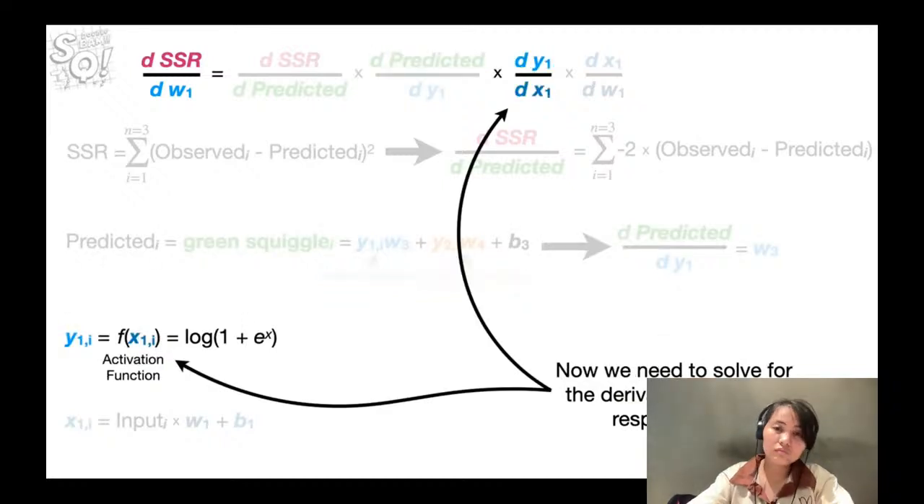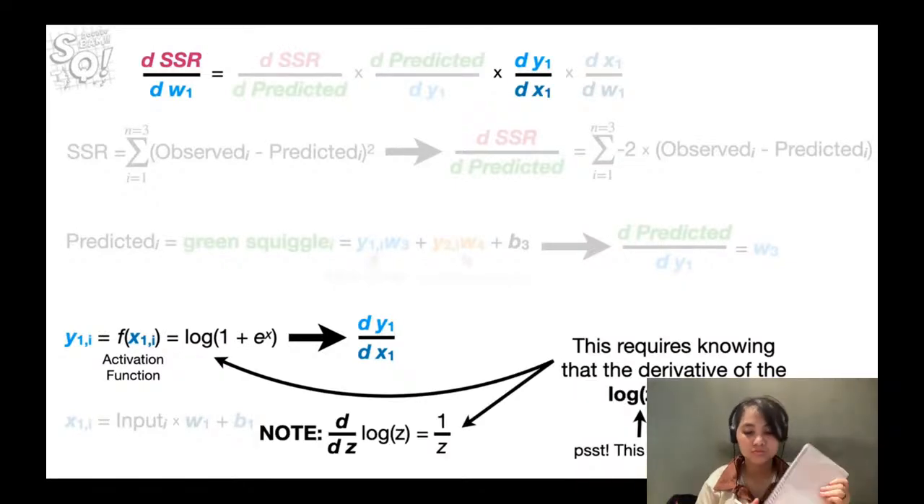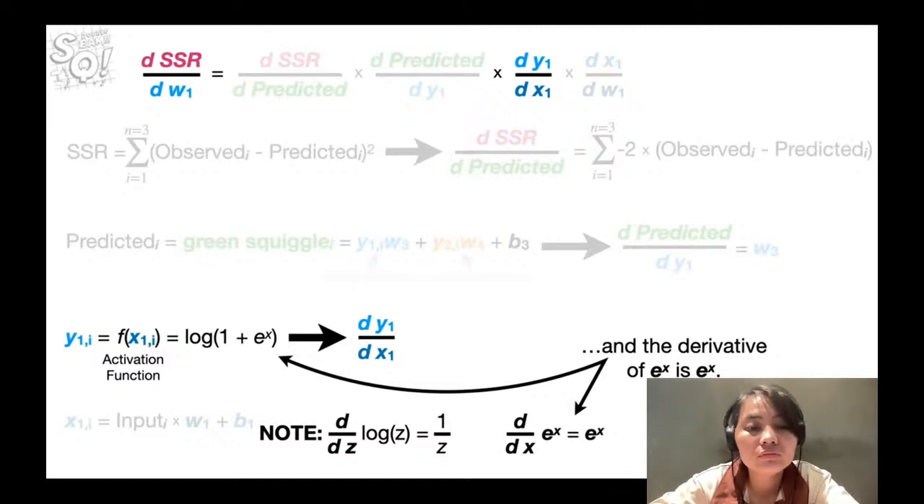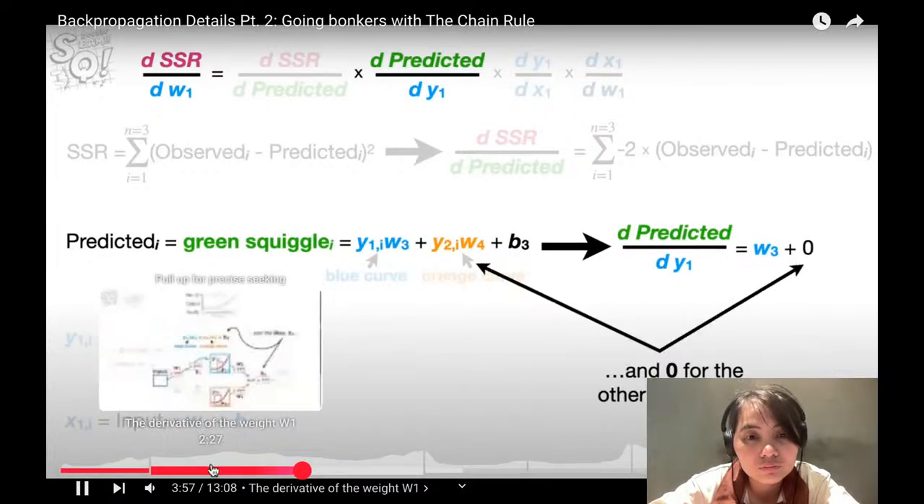Now we need to solve for the derivative of y sub 1 with respect to x sub 1. This requires knowing that the derivative of the log of z is 1 divided by z, and the derivative of e to the x is e to the x. The chain rule tells us to take the derivative of the stuff outside first.